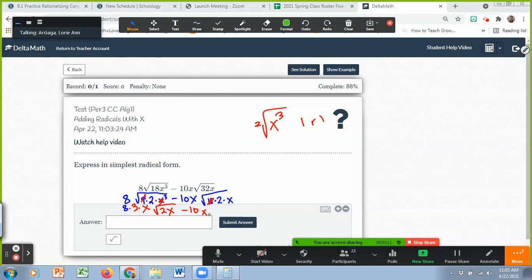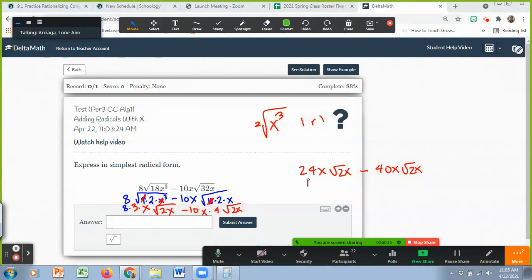Oh, look at that. The square root of 16 is 4. And then the 2x stays inside the radical sign. Okay, so what do we have here? 8 times 3 is 24x radical 2x, minus 10 times 4 is 40x radical 2x.